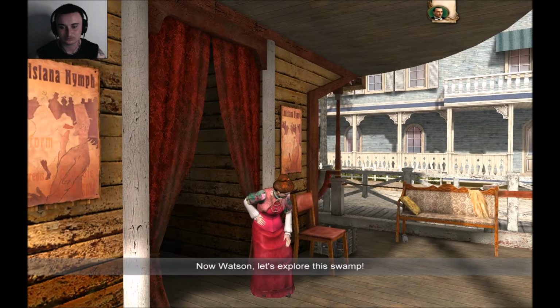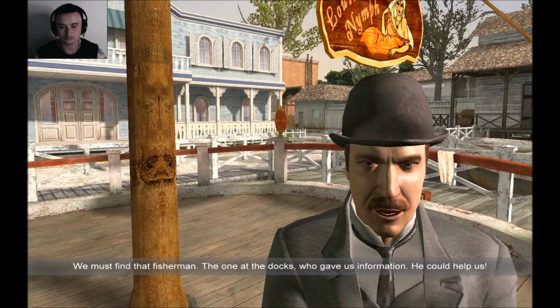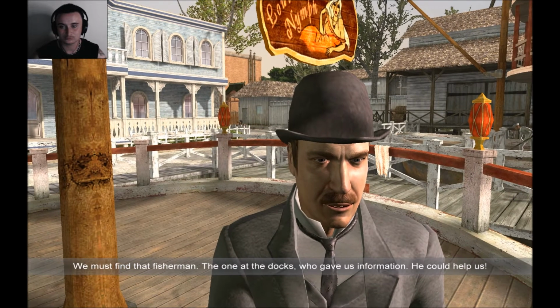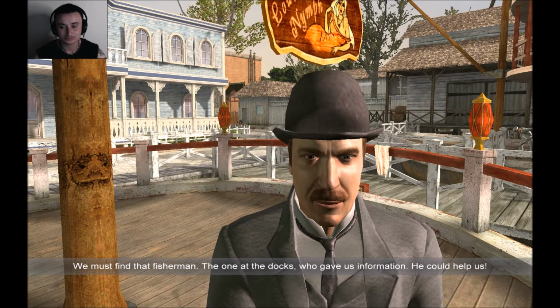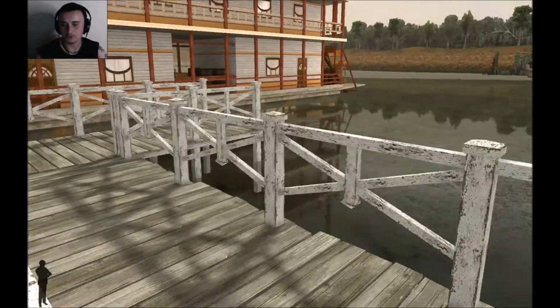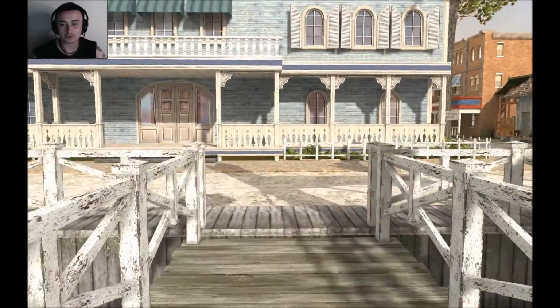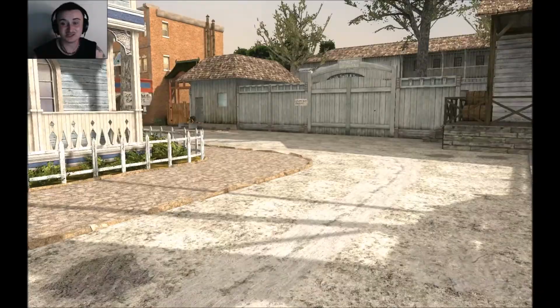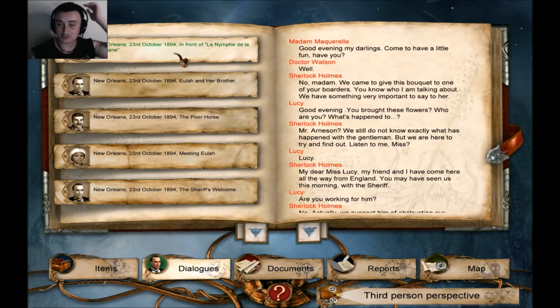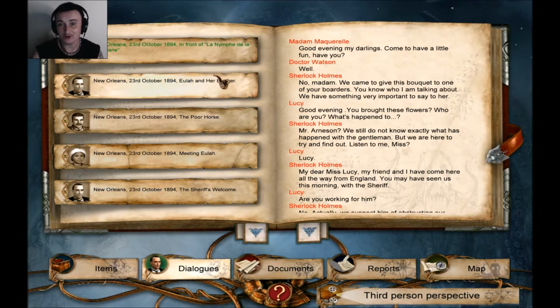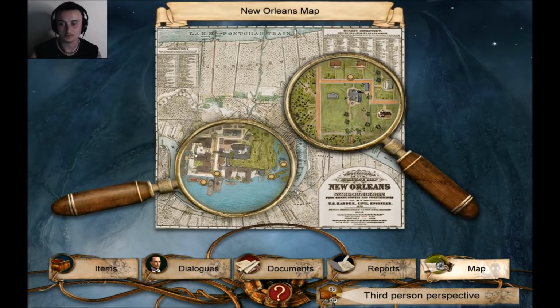Now, Watson, let's explore this swamp. We must find that fisherman, the one at the docks who gave us information. He could help us. Alright, so we'll go to Champagne. What they were talking about with the signet ring is important because Arneson's right hand is the hand that got cut off. So if we can find the hand, we'll have the ring. Yeah, let's go to Champagne's hut.